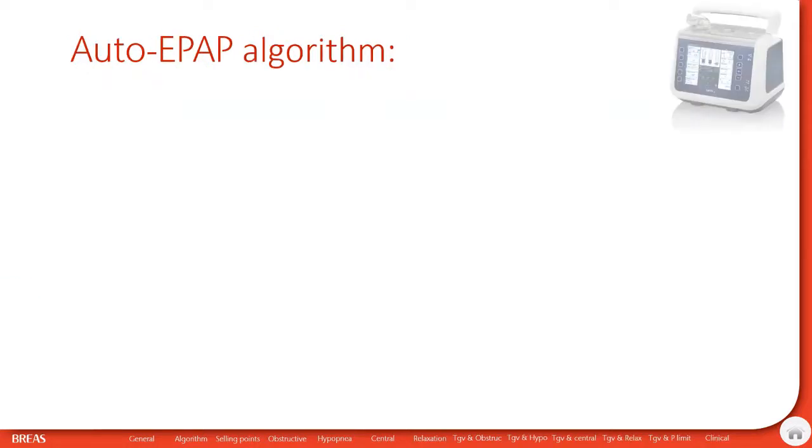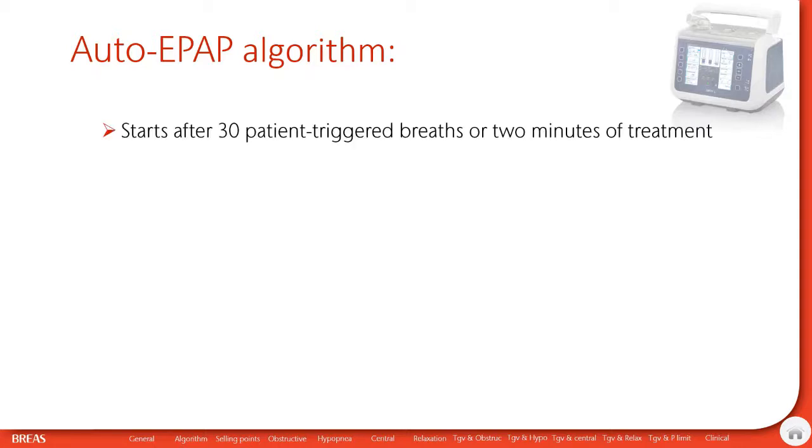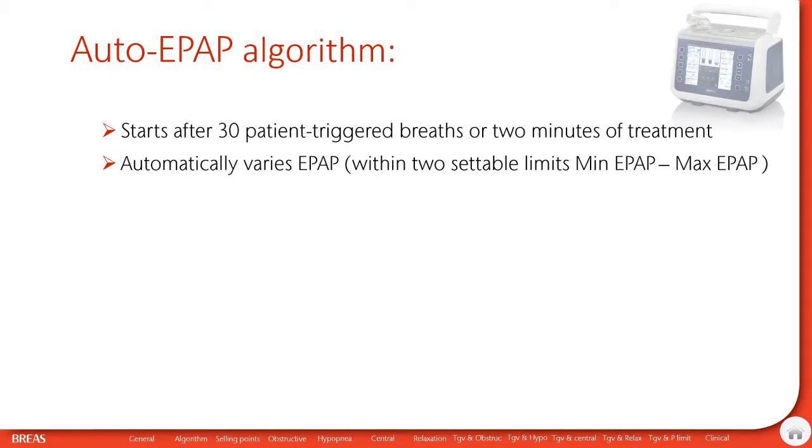So when and how will the EPAP pressure change during Auto-EPAP? First of all, the algorithm will become active after 30 patient-triggered breaths, or 2 minutes after the treatment has started. So for patients on a spontaneous mode, it will take 30 breaths before it starts. If the patient is triggering fewer breaths, has less spontaneous drive, the auto algorithm will kick in 2 minutes after the start of treatment. And of course, it will automatically vary the EPAP between the two settable limits, which we just described.